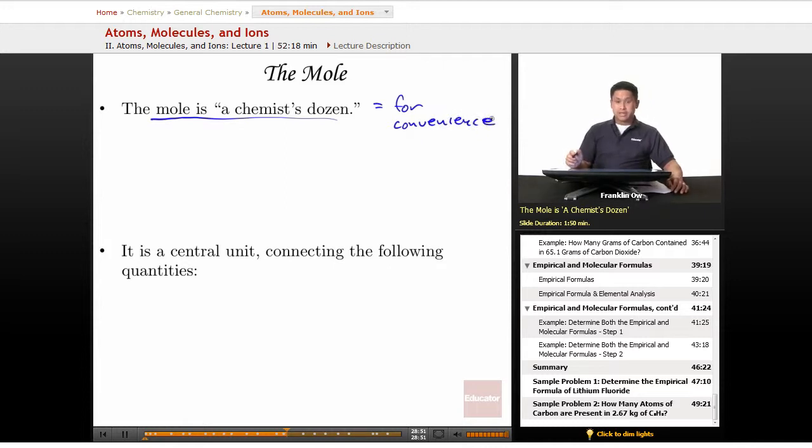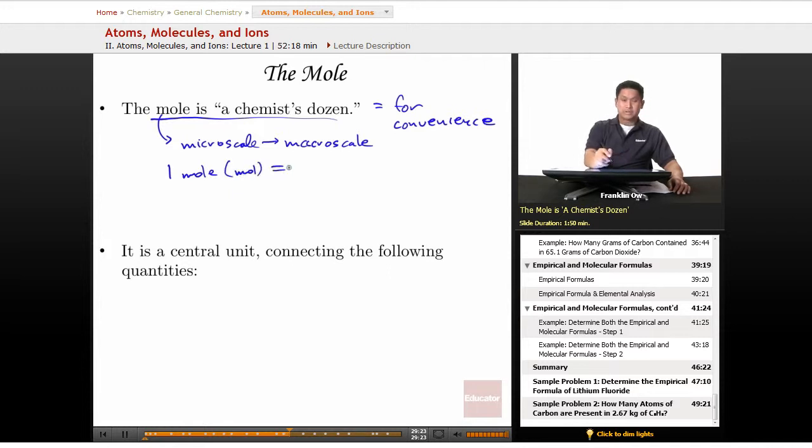When you go into lab, you don't measure just the weight of, for example, one atom. You don't deal with an individual atom. It's not practical. So what the mole is all about is that it goes from the micro scale to a more macro scale, and it's more practical. And basically our dozen, which is what we call the mole, and the mole is abbreviated simply mol, is equal to the following: 6.022 times 10 to the 23rd units of whatever you are measuring.